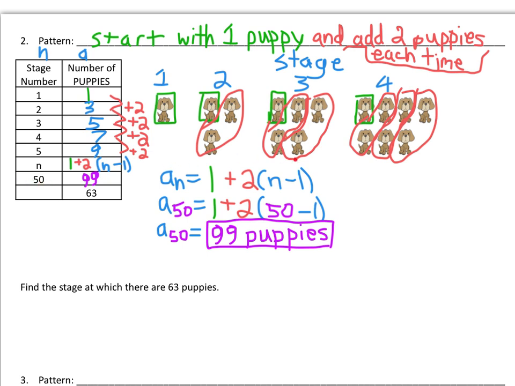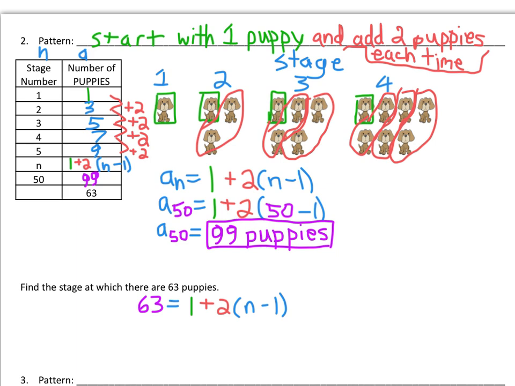Use the same idea then from this equation and see if you can go backwards to find if there's 63 puppies, what stage did that happen at? Try to solve that next problem. Otherwise, that's going to look like this as an initial setup. 63 equals 1 plus 2 times the quantity of n minus 1. So, before on stage 50, right, we plugged in 50 to find how many puppies there were. That's what we found. Now, we know how many puppies there are, now we need to figure out the stage numbers. Now we need to go backwards.